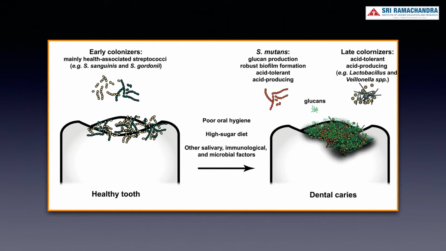So our initial understanding was that there are early colonizers on the tooth, which are mainly health-associated streptococcal species. Factors such as poor oral hygiene, high sugar diet, and other salivary and microbial factors can tip this balance, where Streptococcus mutans produces a glucan matrix, leading to a robust biofilm formation and colonization of bugs, which are called the late colonizers. Production of acids will eventually lead to demineralization and progression of caries.